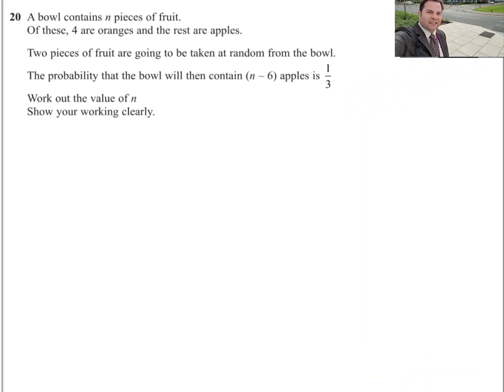Question number 20. A bowl contains n pieces of fruit. Of these, 4 are orange and the rest are apples. First, now the number of oranges is 4.